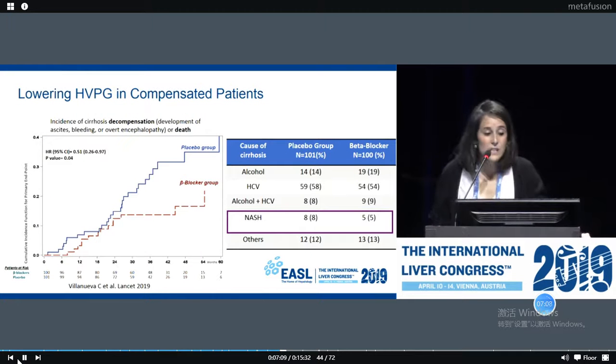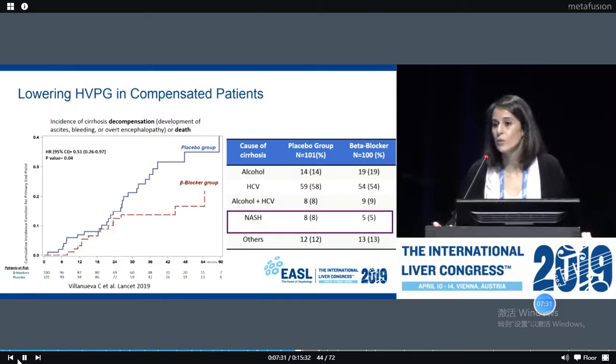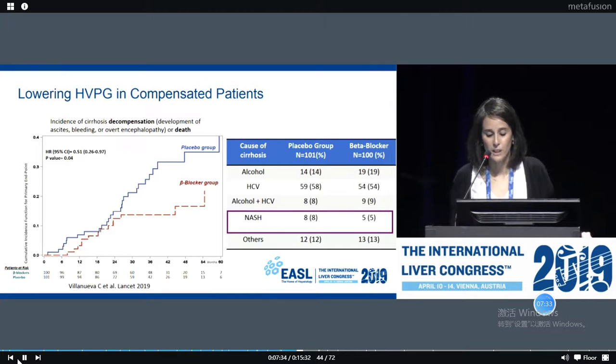These very recent trials from Spain have shown that non-selective beta blockers reduce the risk of decompensation during follow-up in compensated patients, and in this trial a small number of patients with NASH were included. So etiology is changing in more recent trials.